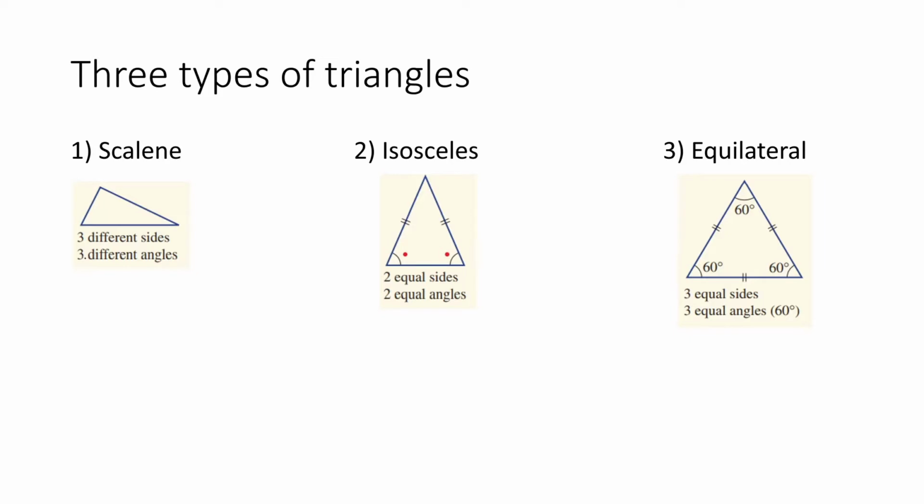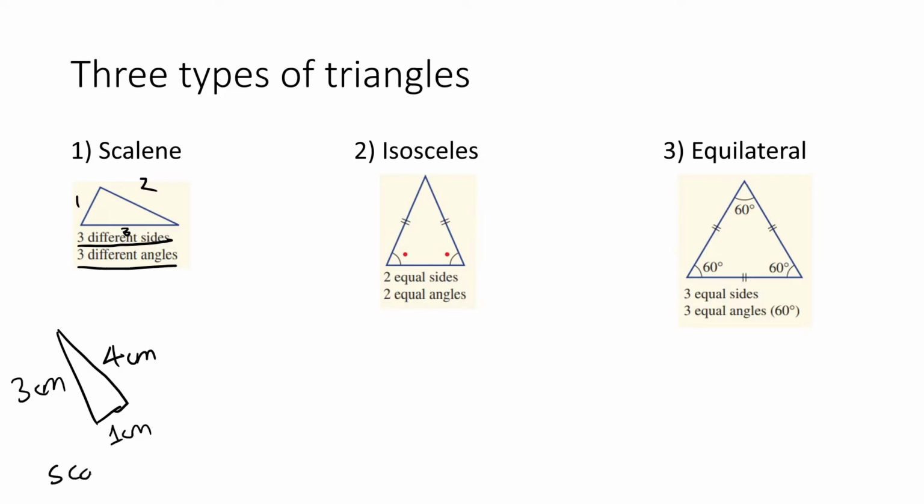So the first type is scalene. They have 3 different sides and 3 different angles. So you have 3 sides to a triangle. All of them should be different lengths. So for example, if you draw a triangle, you have 3 centimeters here, 1 centimeter here, and then this long one can be 4 centimeters. All the sides are different, so we call it scalene.